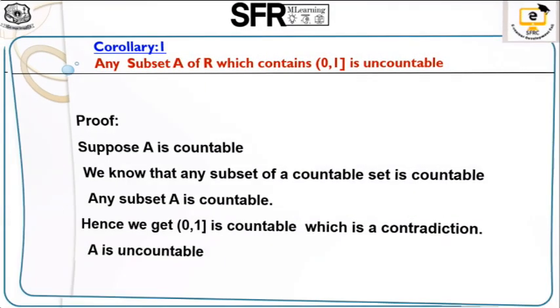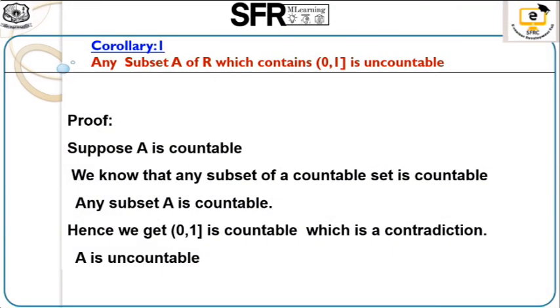Next, we see an example, a corollary for an uncountable set. A subset A of R which contains the open interval (0,1) is uncountable. Suppose we take the set A to be a countable set. The subset (0,1) is also a subset of R. To prove that (0,1) is an uncountable set, assume that A is a countable set.